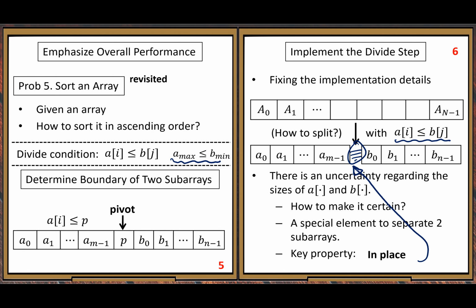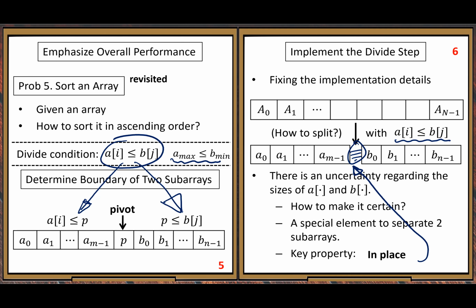But let's look at the detail of this divide step. This time we introduce this P element. So our divide condition, this property, is written into these two inequalities. We introduce a new element P, and we want to make sure A of I is less than or equal to the P value, and the P value is less than or equal to B of J.